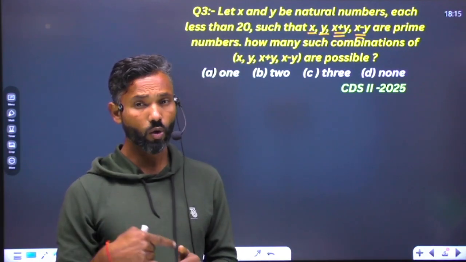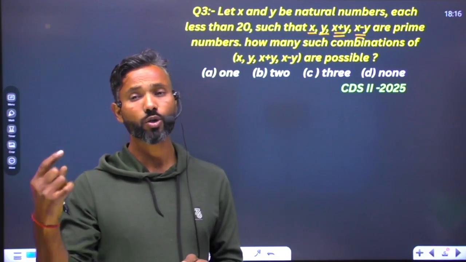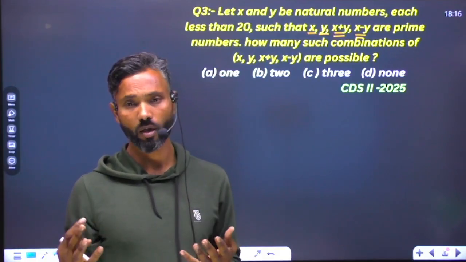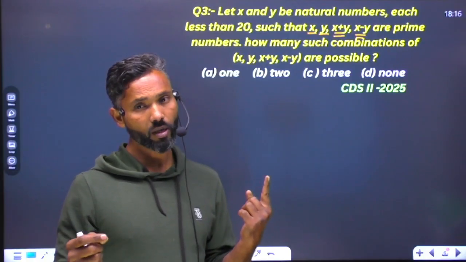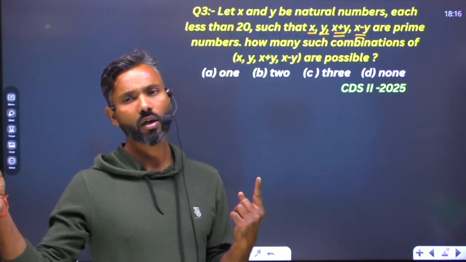Understand that? Now the question is which one is equal to 2, x or y? I would say y. Why? Because if I take x equal to 2, y might be 3, 5, 7, 11, 13.